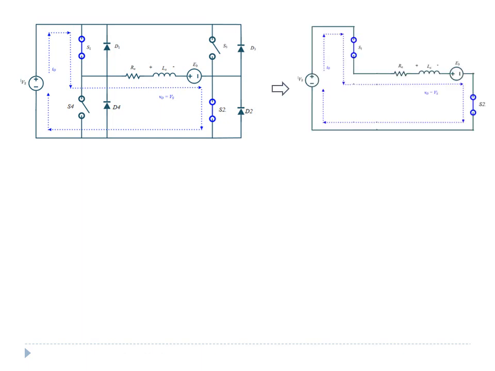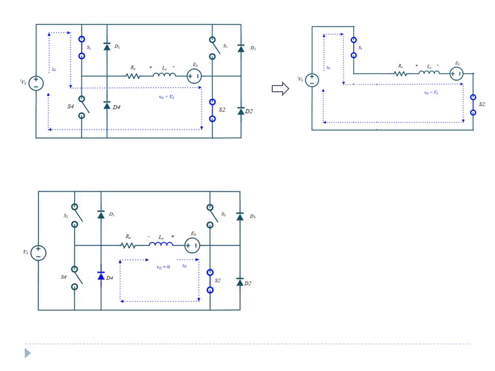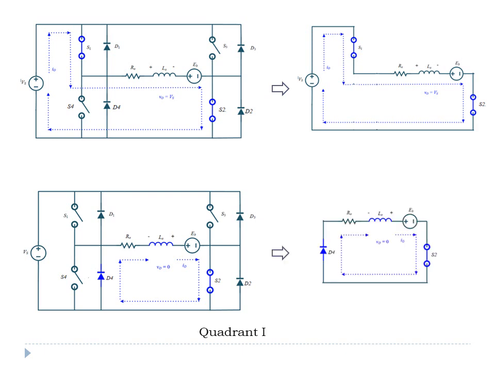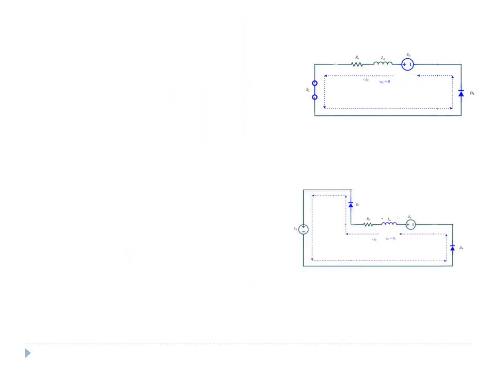Now this is the equivalent circuit. For your understanding, I've removed all the unwanted components which are not operating in the circuit. So when S2 and D4 are connected, the direction of current flow remains the same and the output energy is discharged through this path. So both voltage and current are positive in this operation. So this is known as first quadrant operation of the class E chopper.